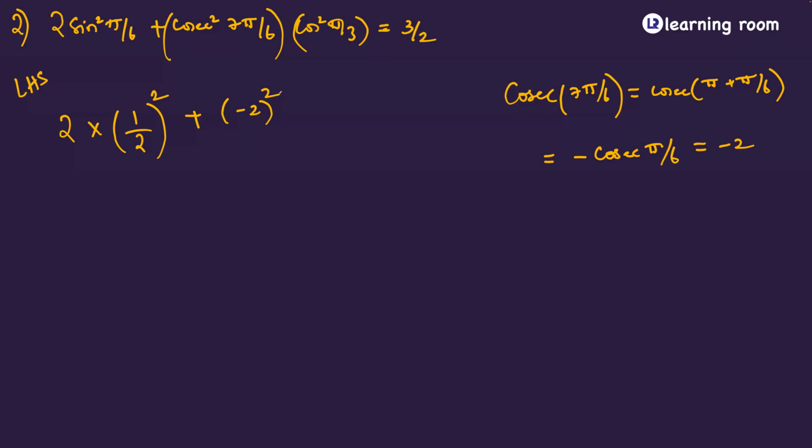Into cos pi by 3, which is known to us. It is half, and you have a square here. So 2 into 1 by 4 plus 4 into 1 by 4. So 4 and 4 will get cancelled. This will cancel this 2 times. Half plus 1 is going to be 3 by 2.